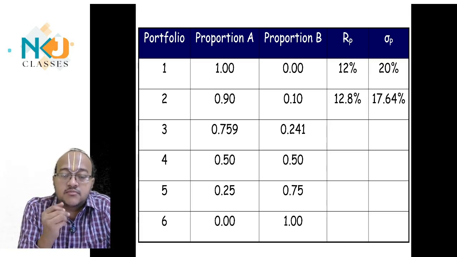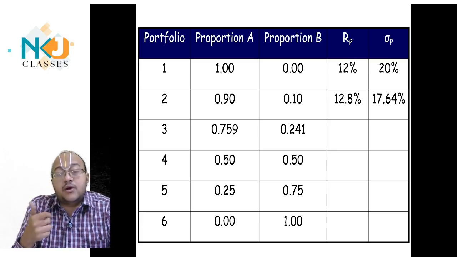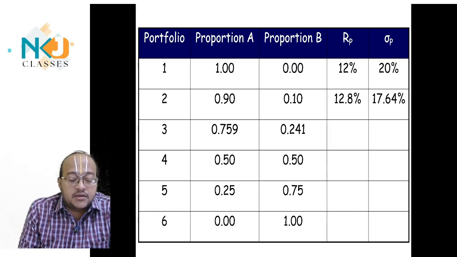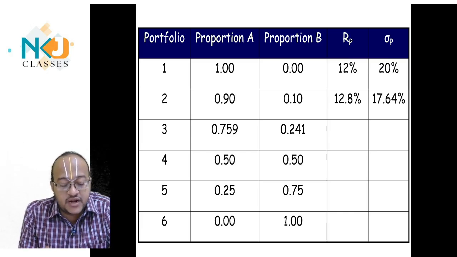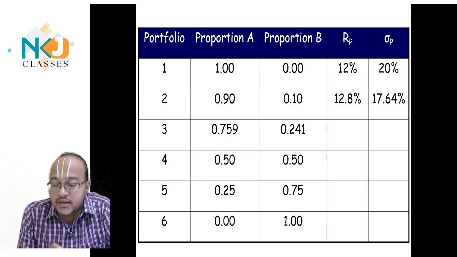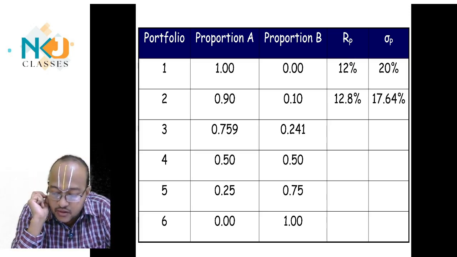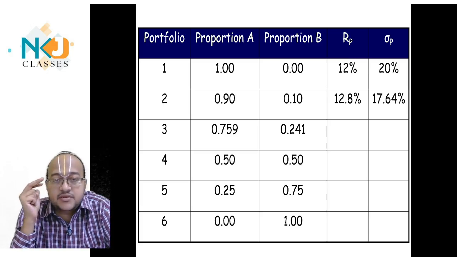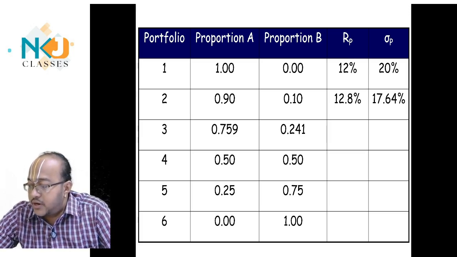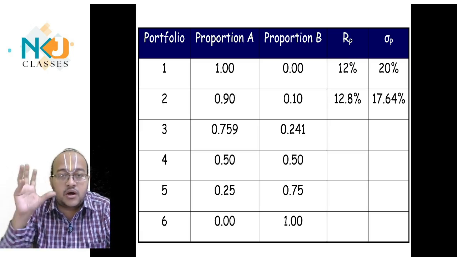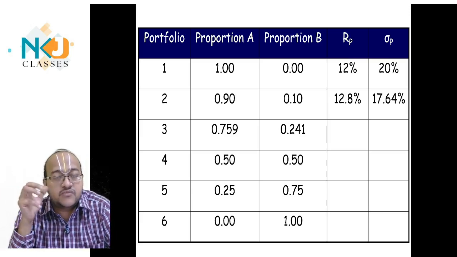Return of the portfolio is nothing but the weighted average return of the individual securities inside the portfolio. Correct? How will I find 12.8? I will multiply 0.9 into 12% for security A, plus the weight of security B, 10%, into 20. 10% into 20 is 2%. And 0.9 of 12% is how much? 12 into 0.9 is 10.8, plus 2 is how much? 12.8. So you are understanding how we got 12.8? It is the portfolio return, the weighted average return of the portfolio.